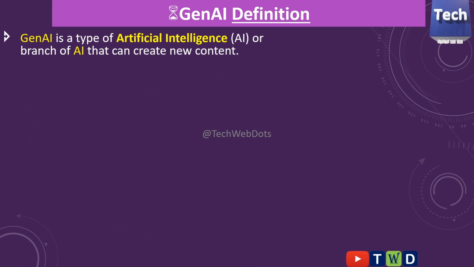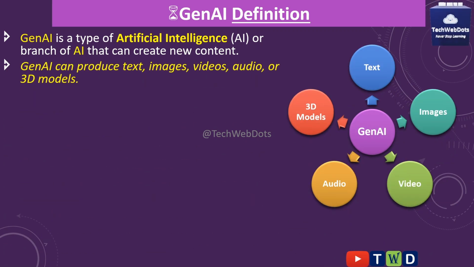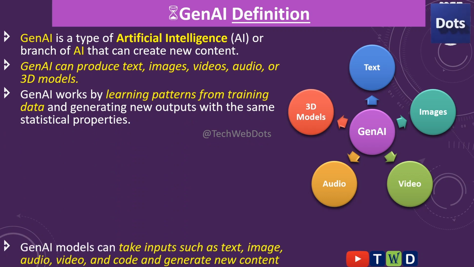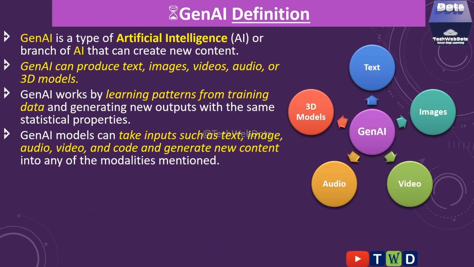GenAI is a type of artificial intelligence, or you can say it's a branch of artificial intelligence that can create new content. Now you must be thinking what kind of new content? So you can see this figure, right? GenAI can produce text, images, videos, audio, or 3D models. GenAI works by learning patterns from training data and generating new output with the same statistical properties. And a GenAI model can take input such as text, images, audio, videos, and code and generate new content.